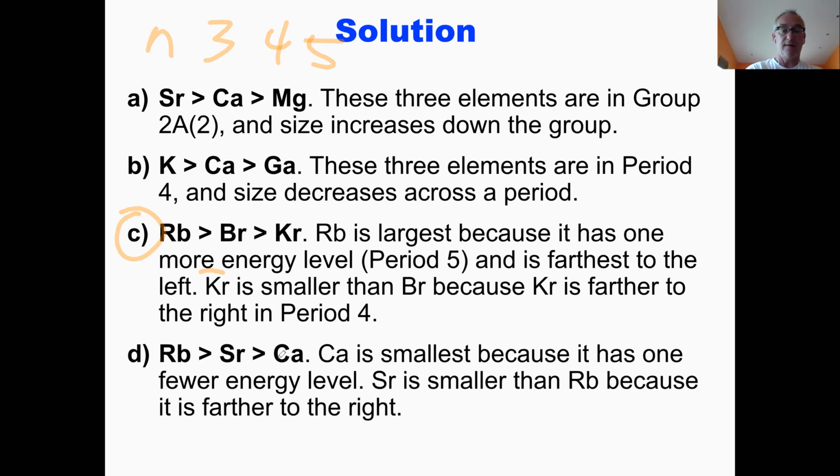And then we compare krypton and bromine. Krypton is to the right of bromine, and so it's smaller. And with the last one, calcium has the lowest value of n. It's in the lowest energy level, so it's the smallest. Rubidium and strontium are in the same period, but rubidium's further to the left, so it's bigger. There you go. Excellent job.